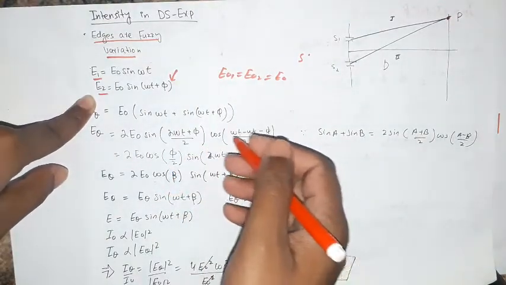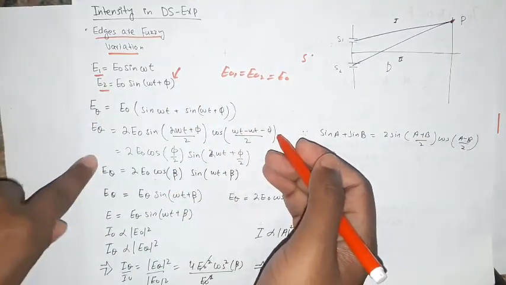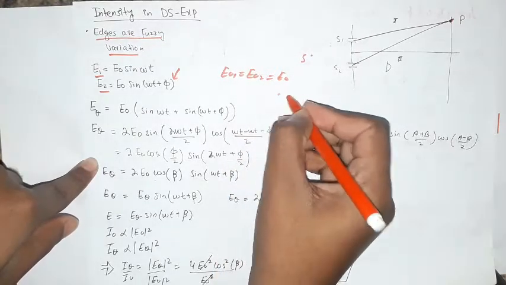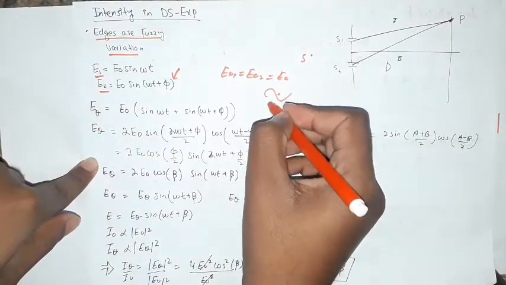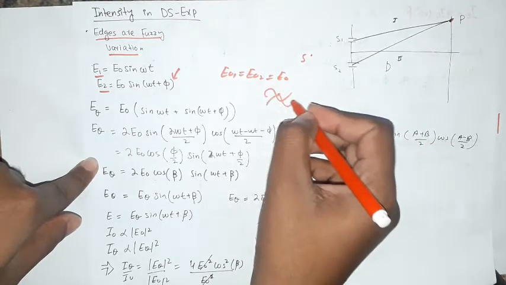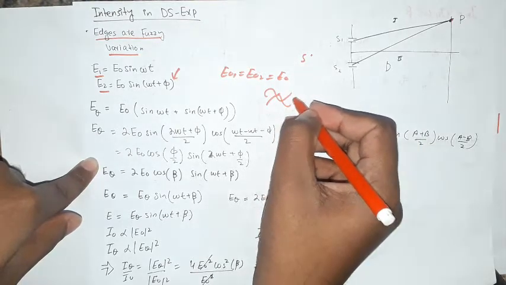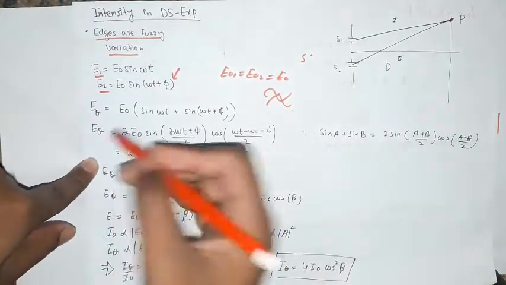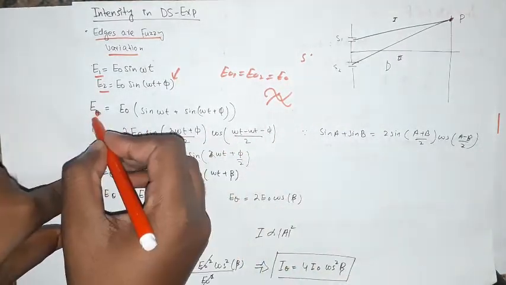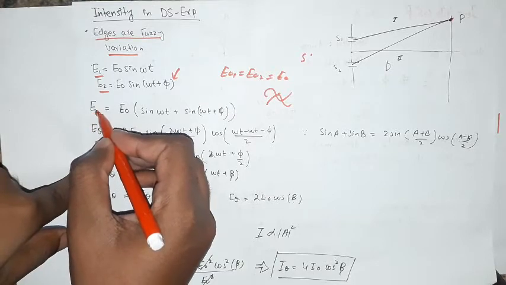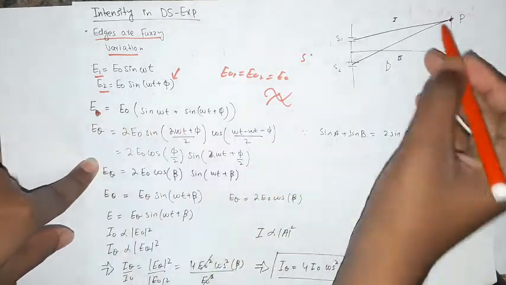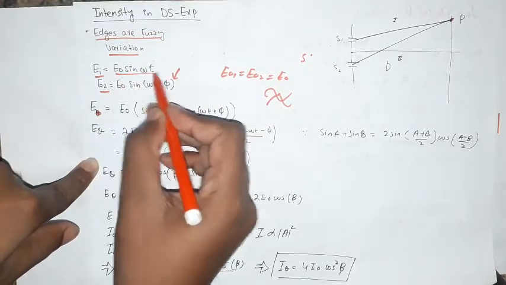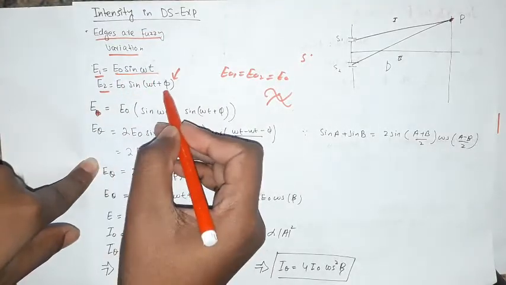So both waves have the same amplitude. These are our assumptions. According to the principle of superposition, if this is one particular point and one wave is passing through this point while the other wave is also passing through this point, we can add these two waves to get the net wave, the resultant wave. So if E is the net wave at this particular point P, I can add E naught sine of omega t plus E naught sine of omega t plus phi.